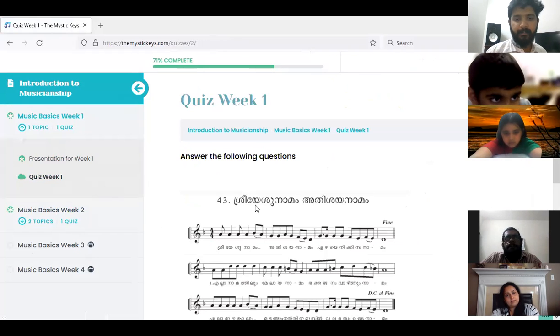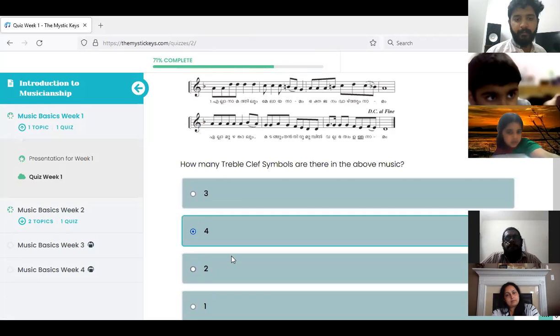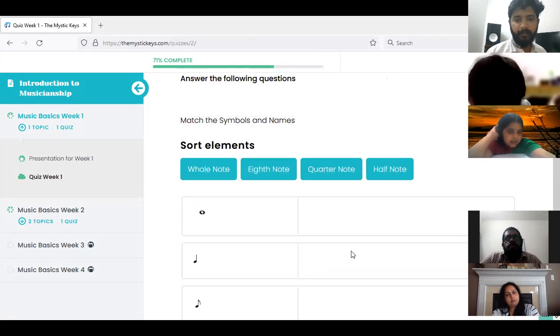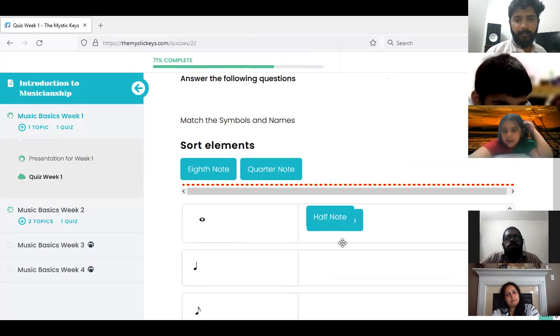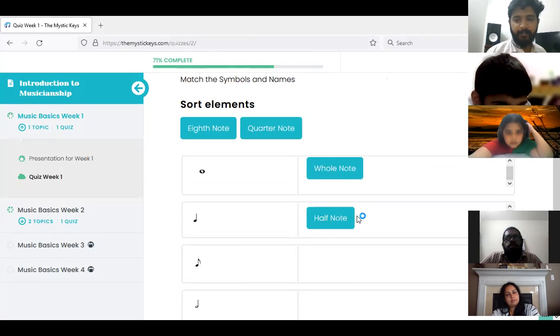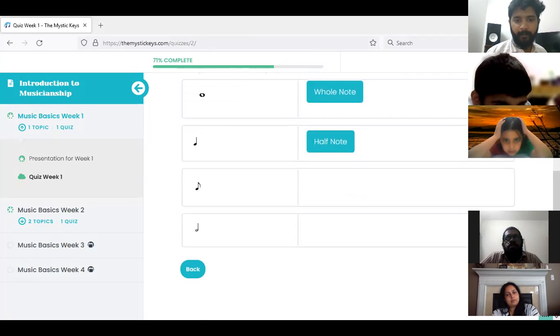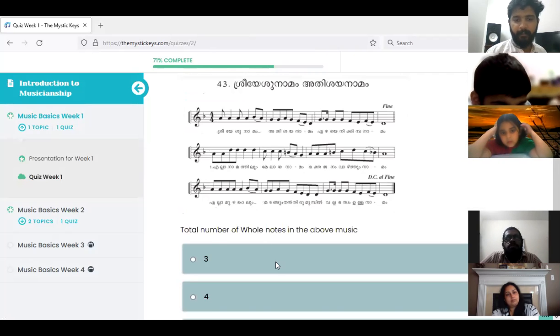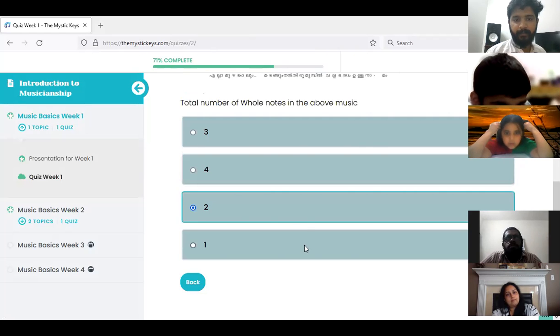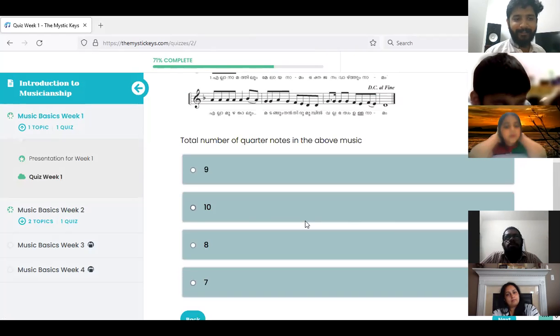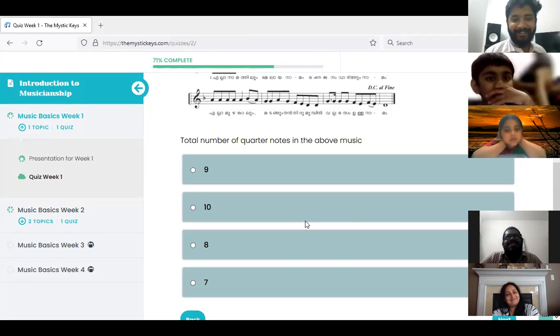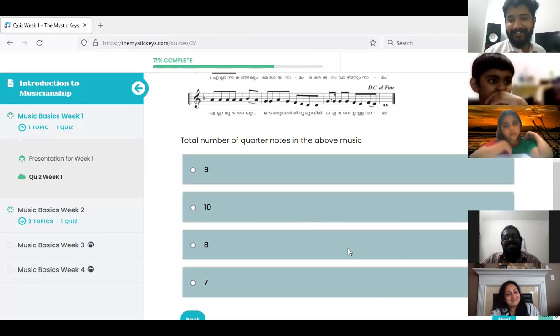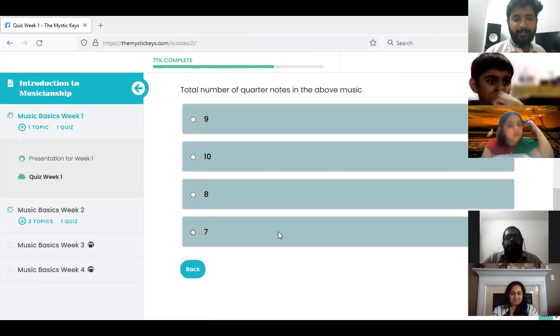There are some questions for you to answer. To click next, you have to answer the question. There is a drag and drop kind of thing, where you have to drag and drop the answers. Then some other questions also like this. You have to find the right answer. Don't copy my answer, they're all wrong. After completing the quiz, you'll be able to progress to week 2.